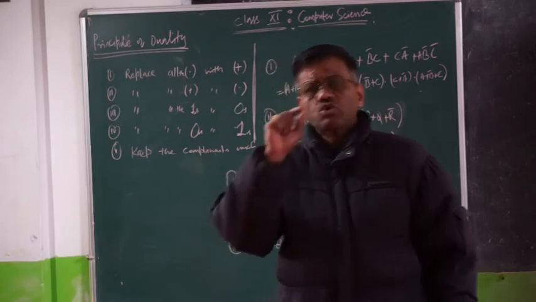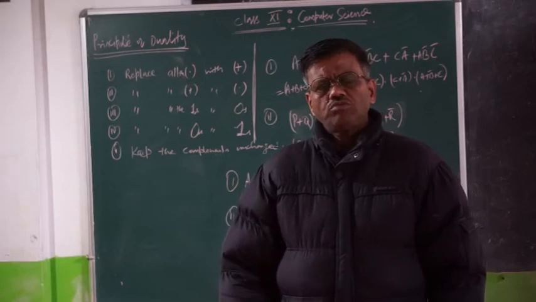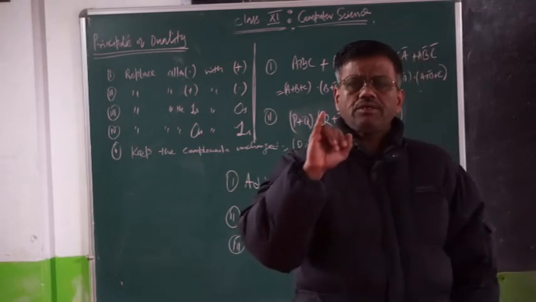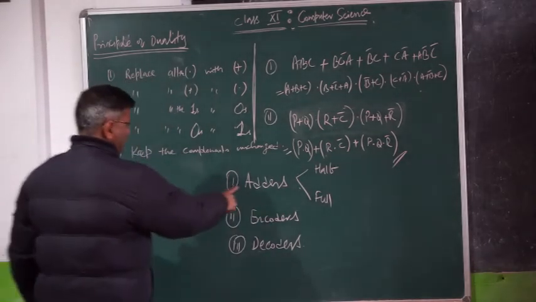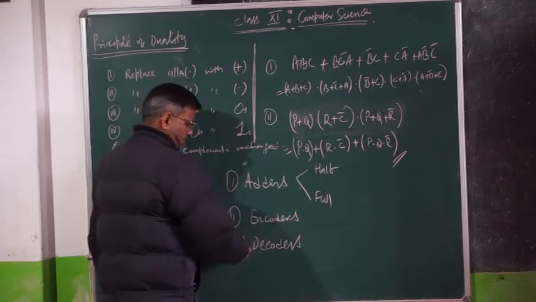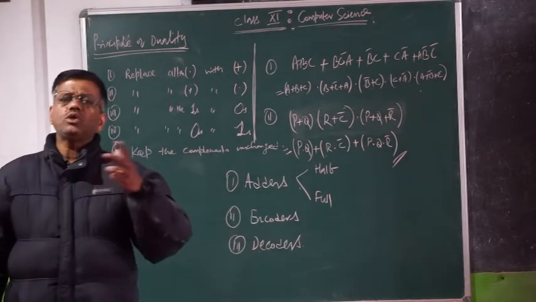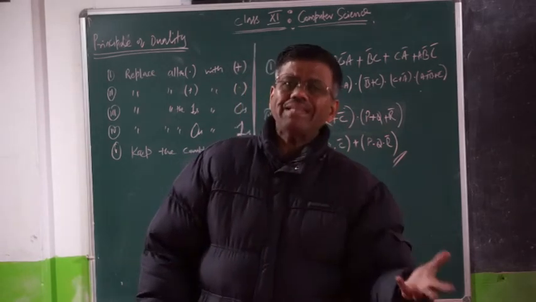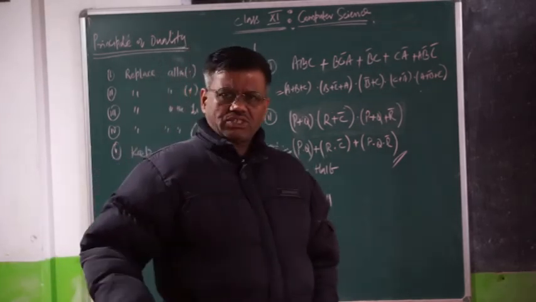In your textbook, it's called Applications of Boolean Algebra. The first one is called adders. There are two types of them: half adder and full adder. Then encoders and decoders. Applications of how we are going to use these Boolean logical circuits in our day-to-day life. How are you going to apply them? That we will see in the next class.